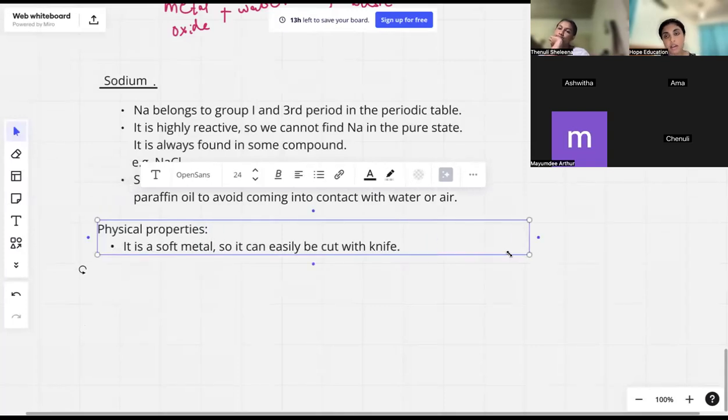Can you cut it? No. Yes, because iron is too hard. Even aluminium you can't cut with a knife. You probably have aluminium vessels at home, no? You can't cut them with a knife. But sodium, it can be cut with a knife.